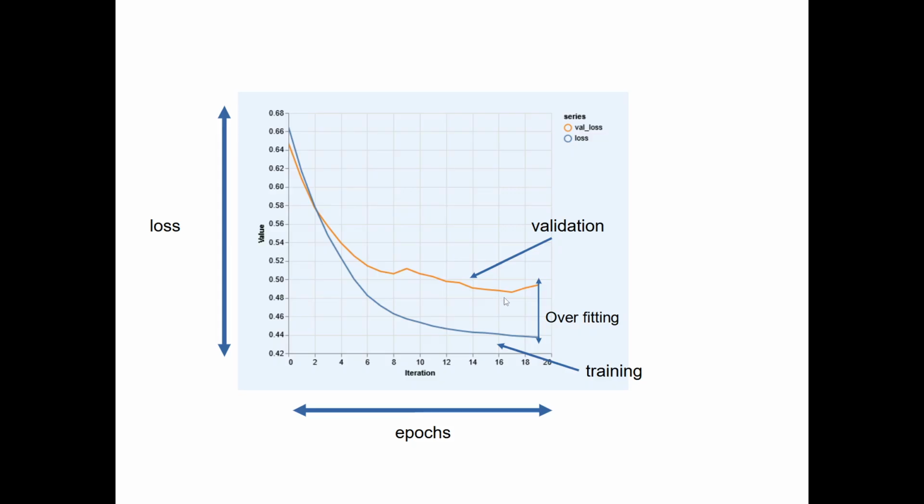We keep a small portion, often 10, 15 or 20% of the data. We don't use this to train the neural network, we just use it to check the result. And sometimes we realize that the two curves diverge. This is what we call overfitting, and it's not good.